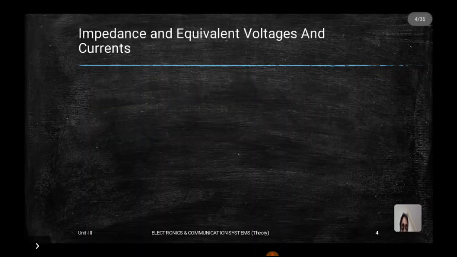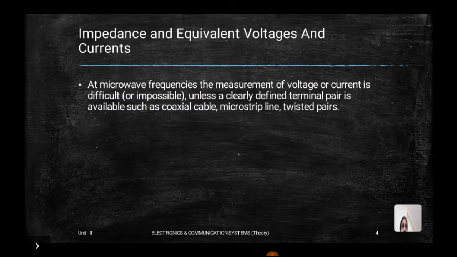So this is what I told. If we are able to find out voltage and current at higher frequency circuits or components, then I can write the equivalent and find out the impedance, and then I can apply the circuit theory approach. So that's why I told we are not totally ignoring circuit theory and going to some other approach. Wherever it is feasible, if I am able to find out equivalent voltage and current and impedance, then I can apply the circuit theory, obviously. So in microwave frequency, voltage and current is difficult, but it is not impossible.